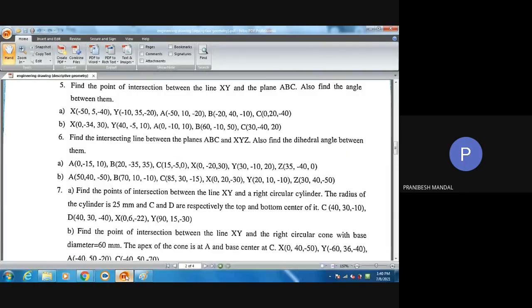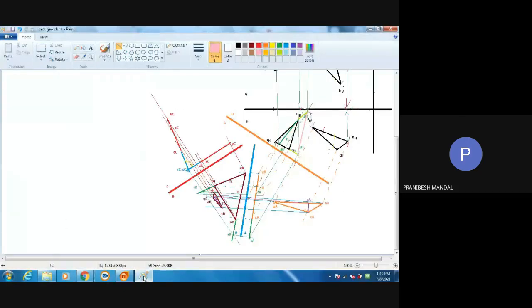Problem number 5 is on to you. If problem number 6 is defined, problem number 5 is obviously defined. The angle and point of intersection between a line and a plane, that is your task. You have to make it. I think you can. দুটো প্লেন পারা গেলে লাইন আর প্লেনও পারা যাবে। I think you can. Try it out.